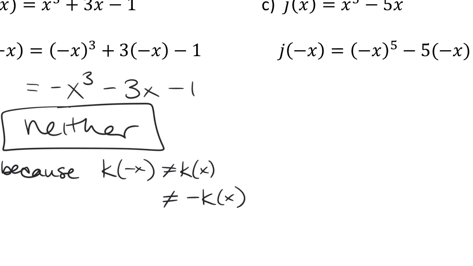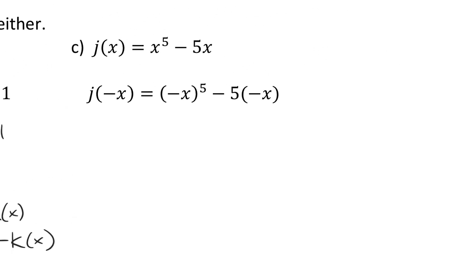Last one. You can probably guess what this one's going to be, but here we go. Okay, so I took j of x and I plugged in a negative x everywhere there was an x. Ooh, we're doing to the 5th power. We'll do it slowly. What is a negative times a negative, times a negative, times a negative, times a negative? Okay, so this first term is negative x to the 5th. Great. What should I write down for the next term? Plus 5x, right? Because a negative 5 times a negative x is positive 5x.